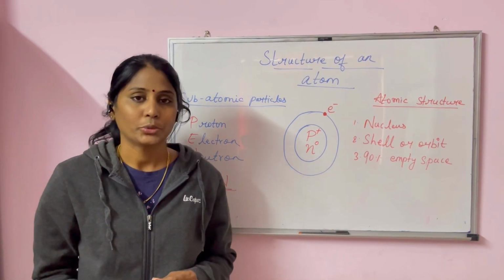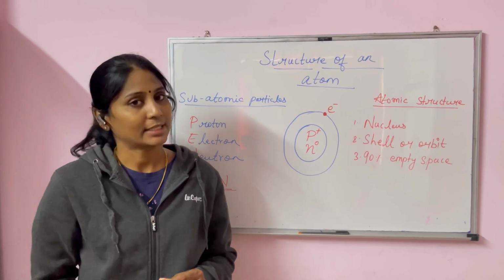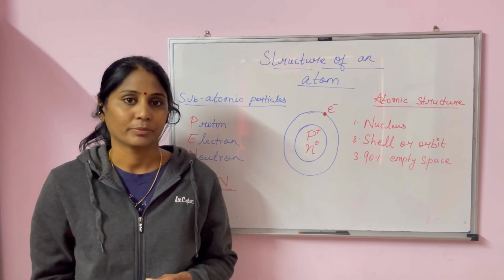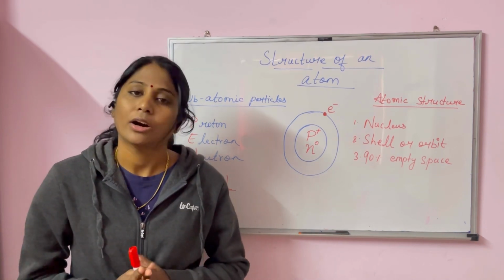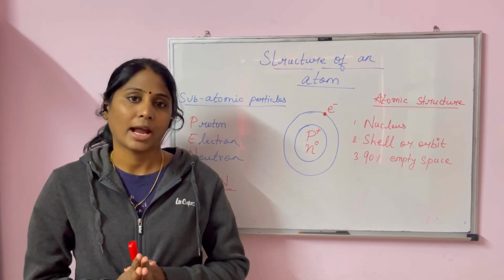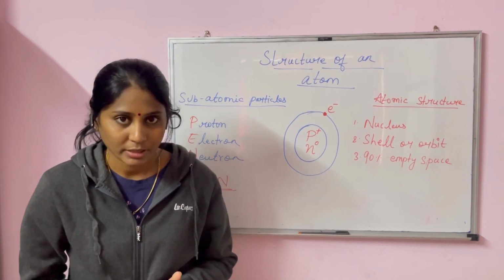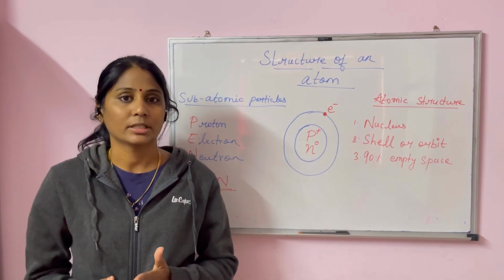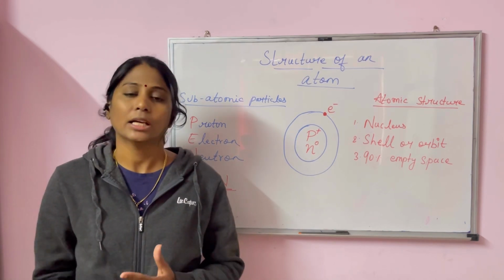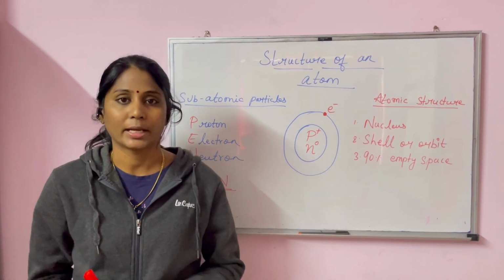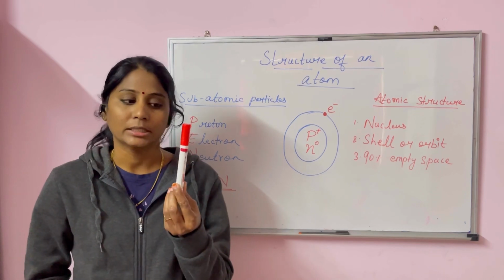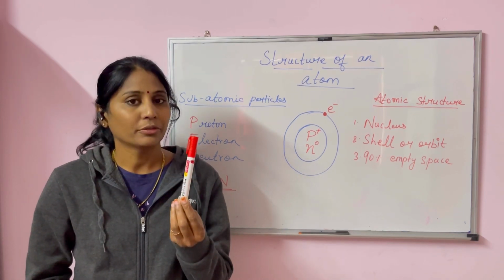Today we are going to discuss the topic, the structure of an atom. Each and everything around us is made up of atoms. For example, living things, non-living things, whatever else you are seeing around is made up of atoms. For example, if you take this marker, it is also made up of atoms.